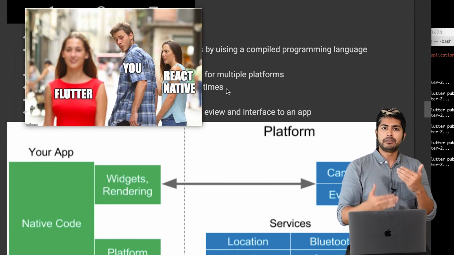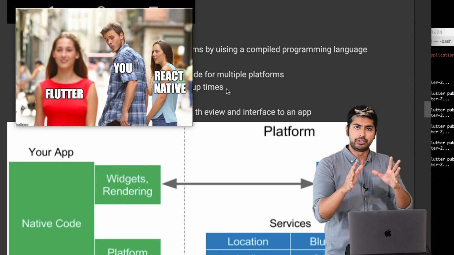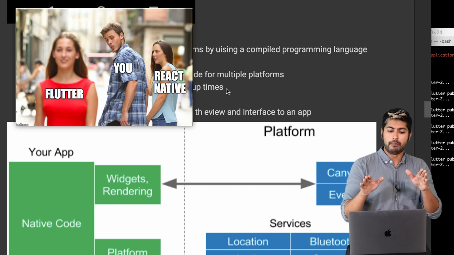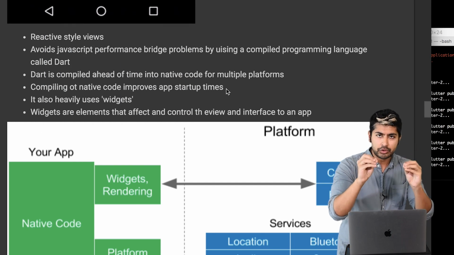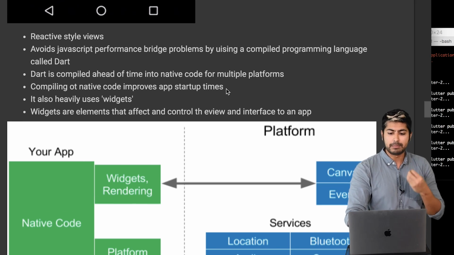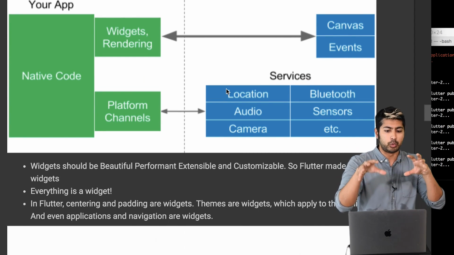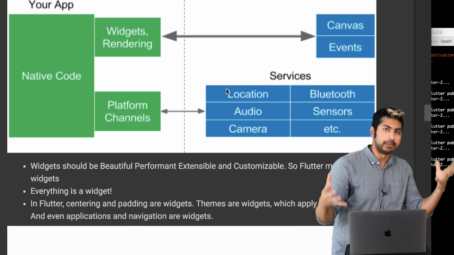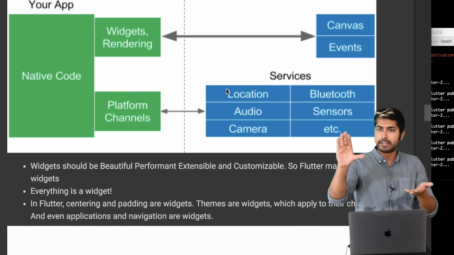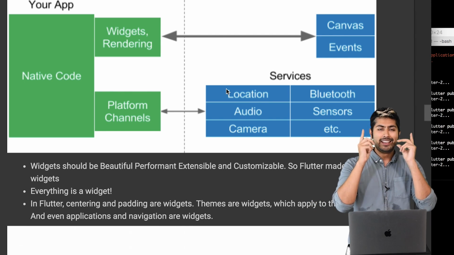It is reactive. If you've ever coded React.js in JavaScript, it's very similar. But if you haven't, don't worry about it. Basically, everything is a widget. Okay, so it heavily uses this idea of widgets. And so widgets can be anything. Widgets can be centering and padding. They can be a text field. Widgets can be a logo. They can be an image. They can even be the entire application. A widget could be even a navigation bar. Everything is a widget. Everything is a widget in Flutter, okay?